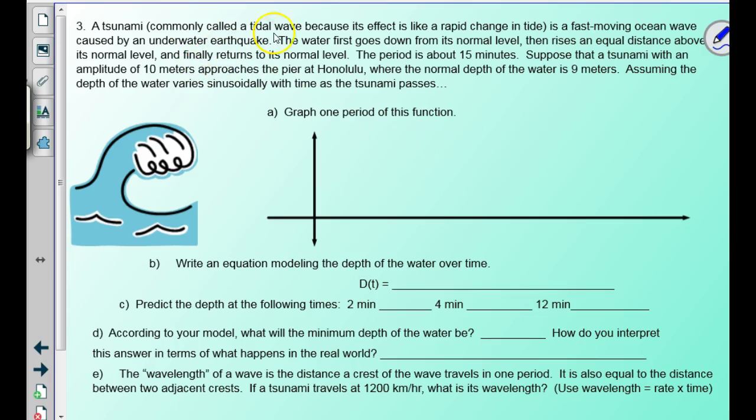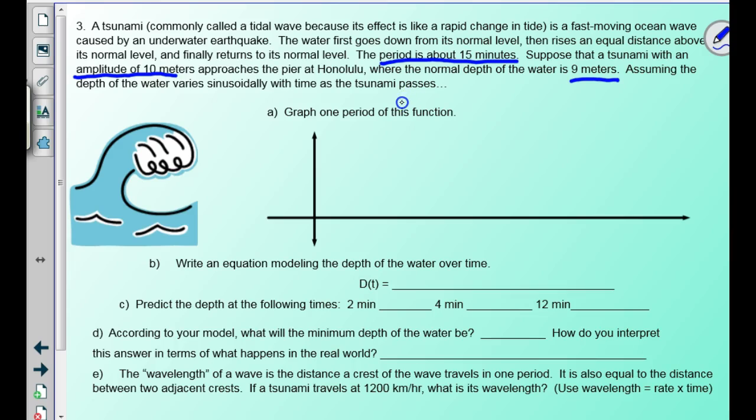A tsunami, commonly called a tidal wave because of its effect is like a rapid change in tide, is a fast-moving ocean wave caused by an underground earthquake. The water first goes down from its normal height and then rises an equal distance above its normal level, and finally returns to its normal level. The period is about 15 minutes. Okay, that seems important. Suppose that a tsunami with an amplitude of 10, oh, they gave us the amplitude, nice, approaches the pier at Honolulu where the normal depth of the water is 9. Assume the depth will vary sinusoidally with time.